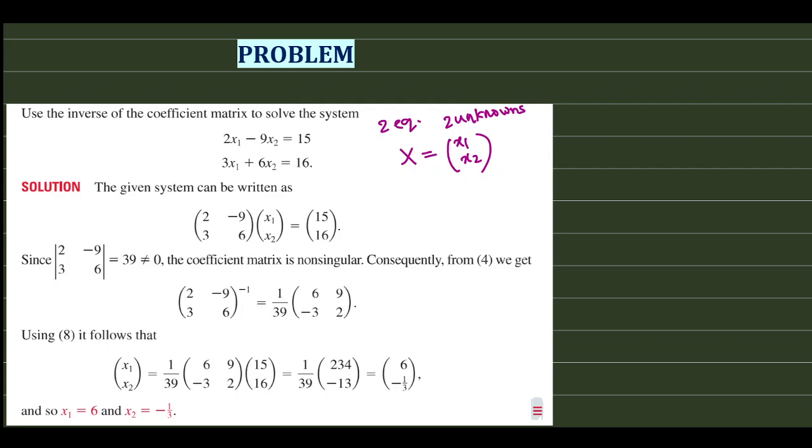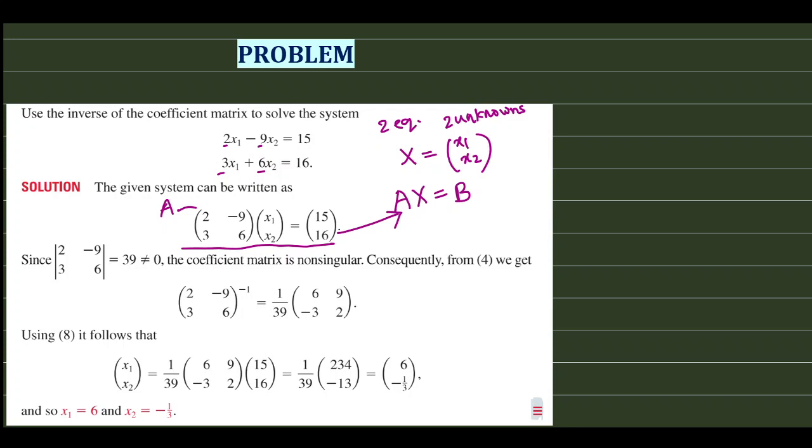Now this system we can write in the form Ax equal to b. Now A will be the coefficient matrix, so A will take the values 2, minus 9, 3, 6. Here we have written the matrix A. And x is this vector x1, x2, and b is the RHS, so it takes the values 15 and 16. So we have written Ax equal to b in this form.